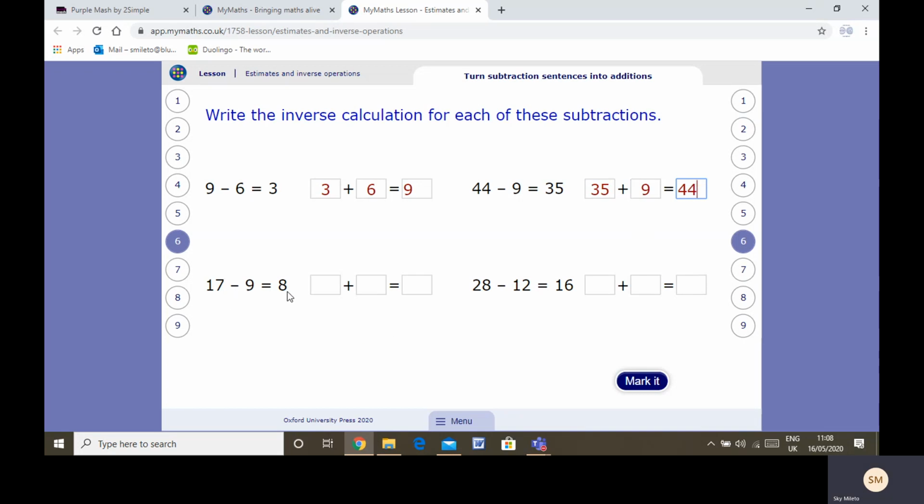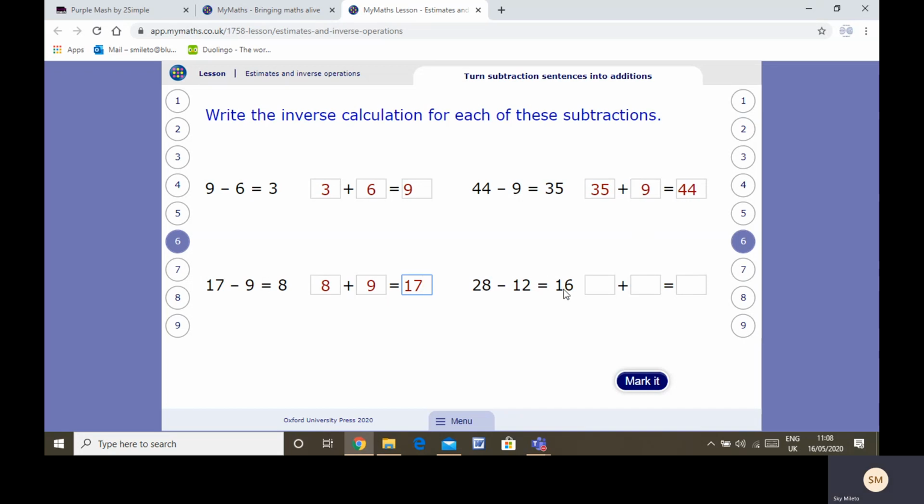17 minus 9 equals 8. So I know that if I'm using the inverse, I need to have the answer in the question. 8 plus 9 equals 17, because I know 8 plus 17 wouldn't equal 9, so I know it must be that way around.